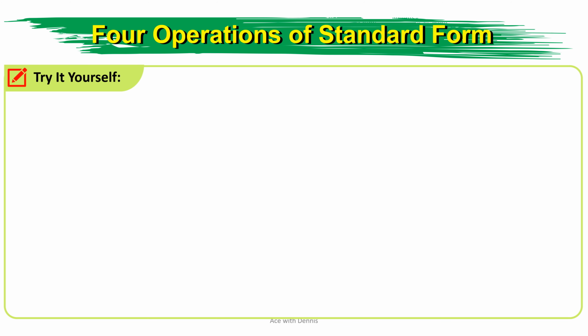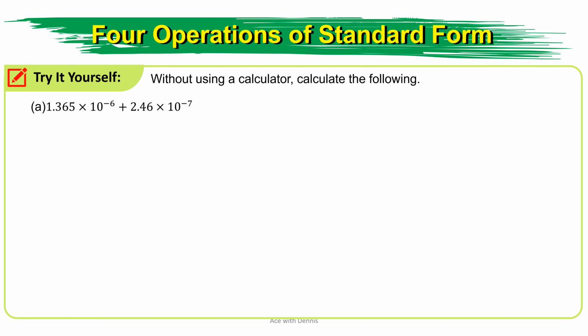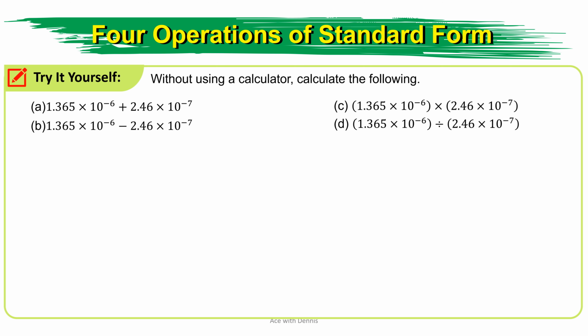Here is one example that you can try yourself. Without using a calculator, calculate the following. A. 1.365 times 10 to the power of negative 6 plus 2.46 times 10 to the power of negative 7. B. 1.365 times 10 to the power of negative 6 minus 2.46 times 10 to the power of negative 7. C. 1.365 times 10 to the power of negative 6 times 2.46 times 10 to the power of negative 7. D. 1.365 times 10 to the power of negative 6 divided by 2.46 times 10 to the power of negative 7. You can pause the video and try to solve it yourself.